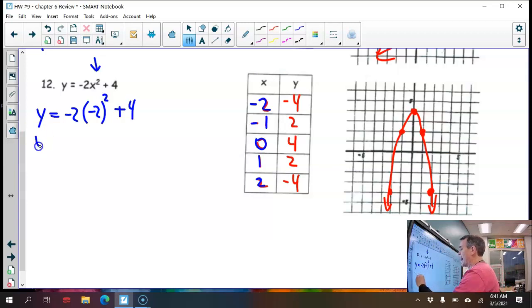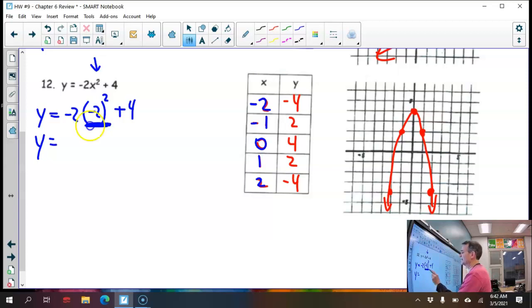So one way you could do it is you could just type this into your calculator exactly as it looks. Keep the parentheses, keep the exponent, type the whole thing in. It will give you the correct answer. But since we are awesome Math 8 students, we are going to solve this first by hand.